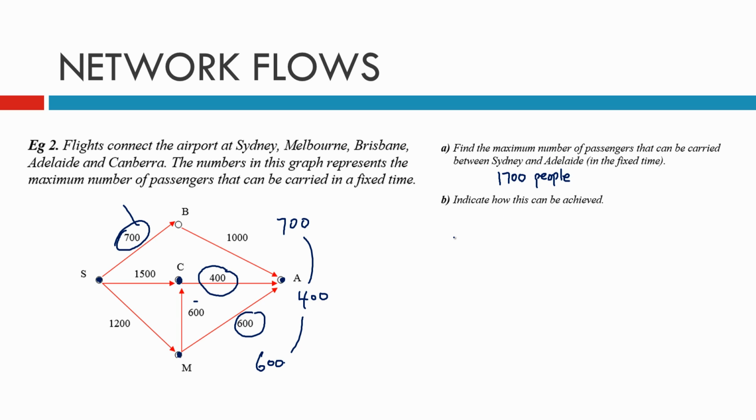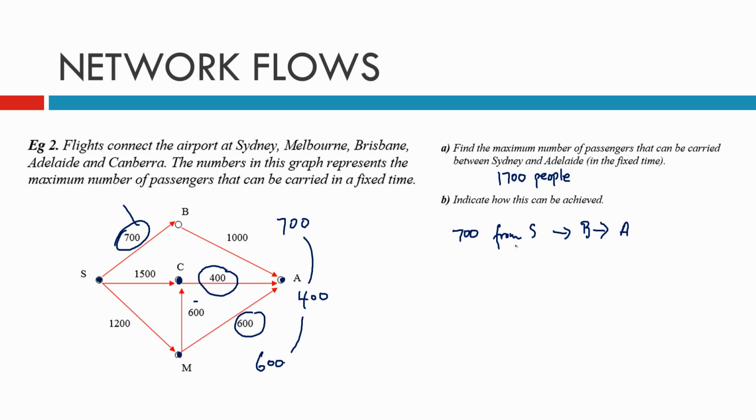Part B says indicate how this can be achieved. Well, we've just done that on the graph there, we need to write it down. But if we want, we can do this: 700 passengers from Sydney, so S to B, which is Brisbane to Adelaide.